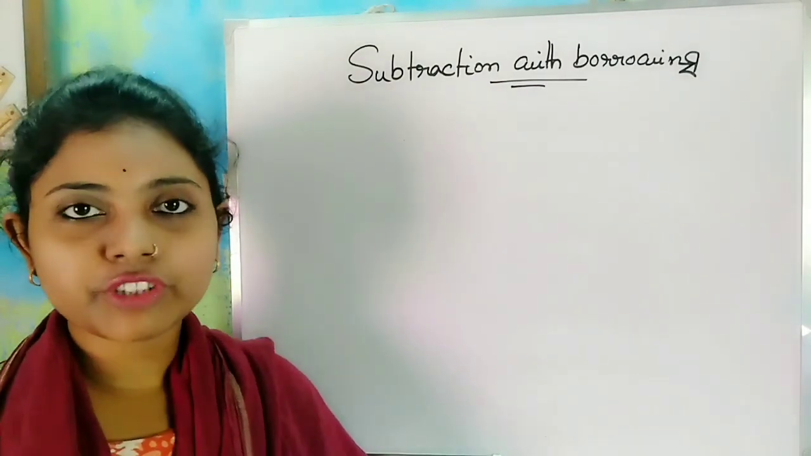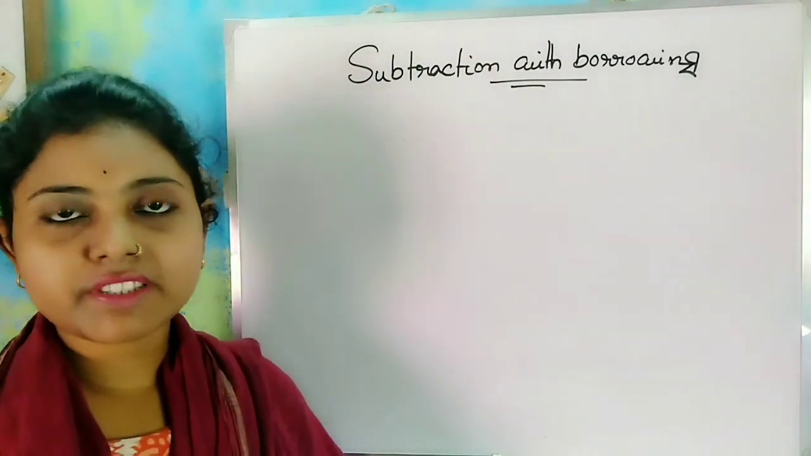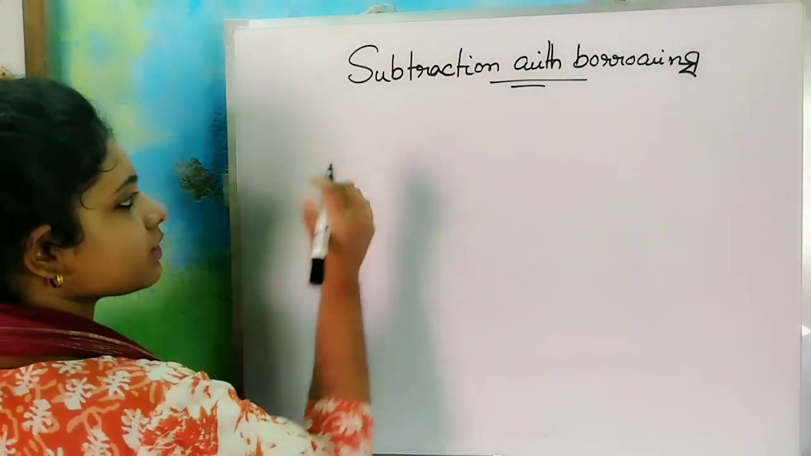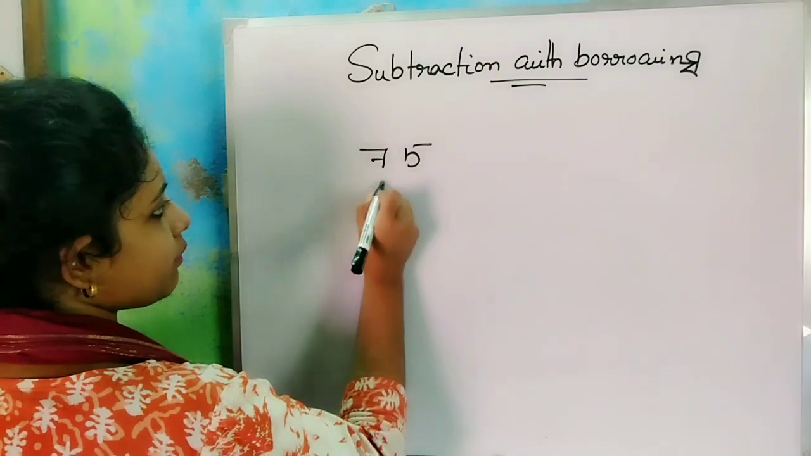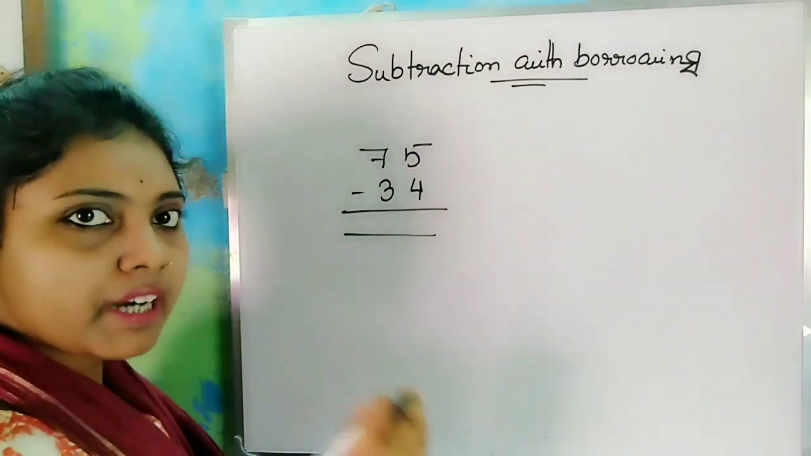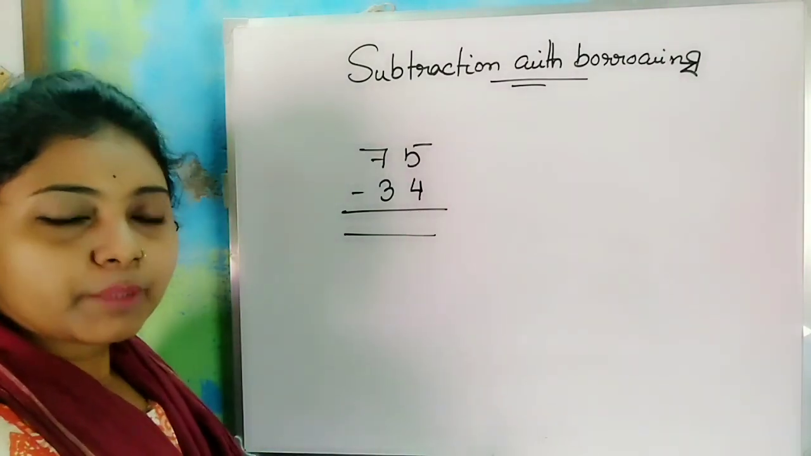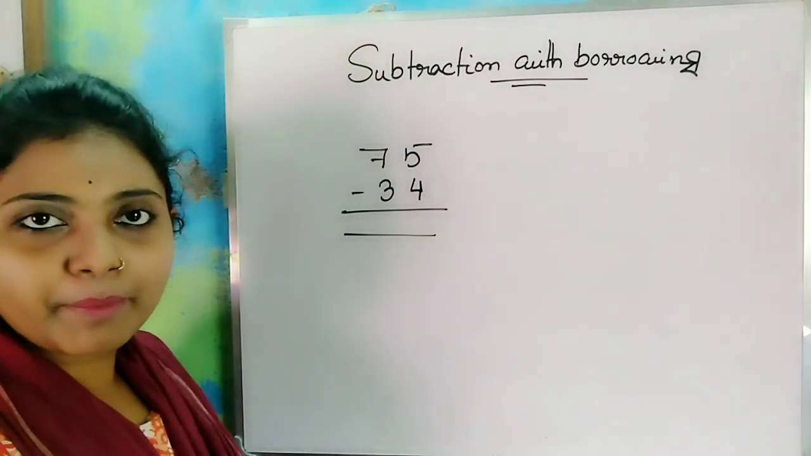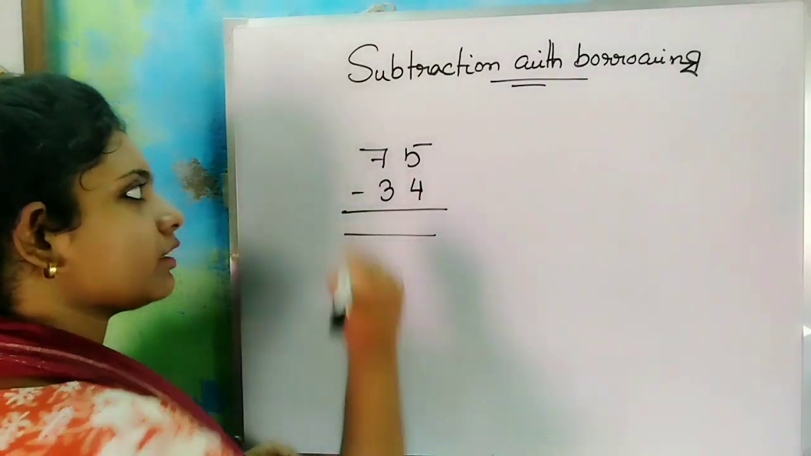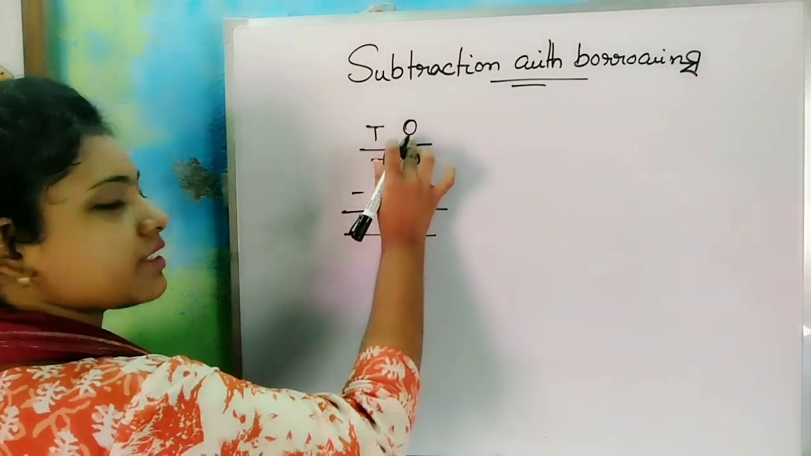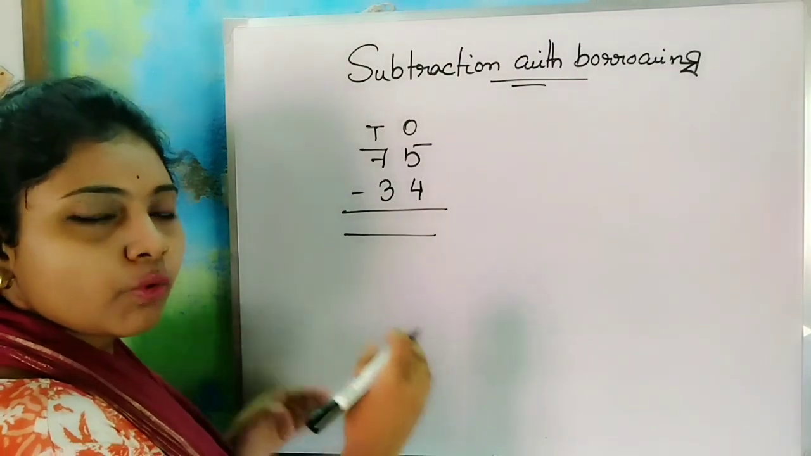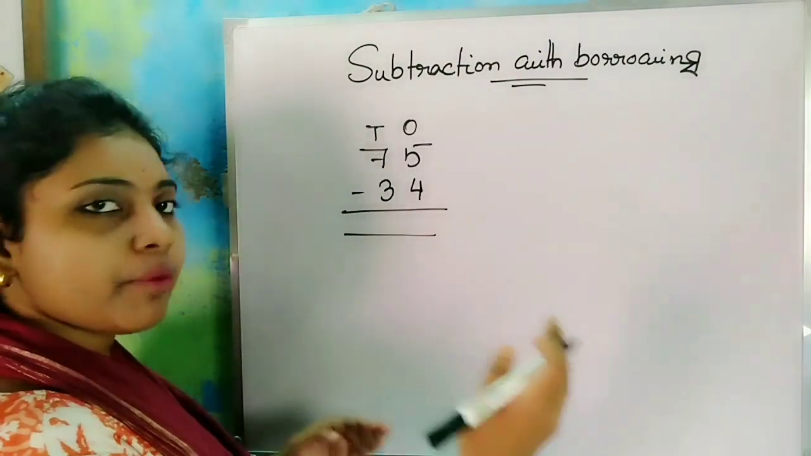You already know that a small number can be subtracted from a bigger number. For example, the subtraction 75 minus 34. A small number can be subtracted from a bigger number, but a bigger number cannot be subtracted from a small number. So at first we have to subtract the ones place digits. This is the ones place, this is the tens place. You already know that we have to start the subtraction from the right side.